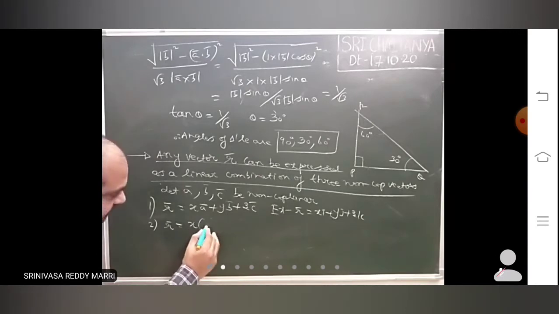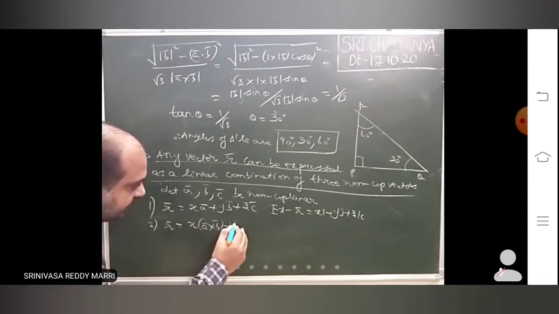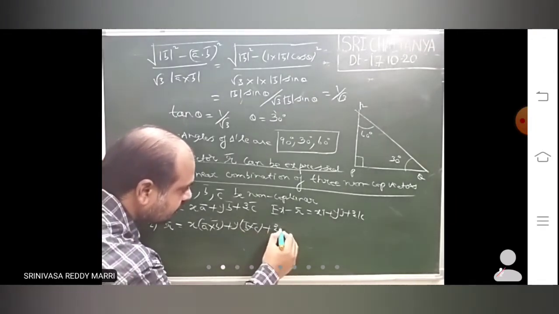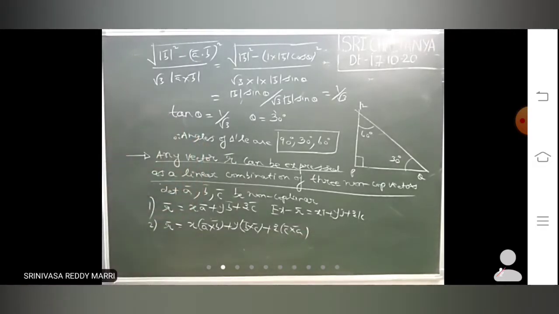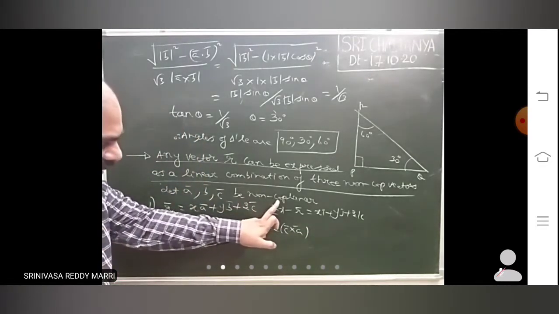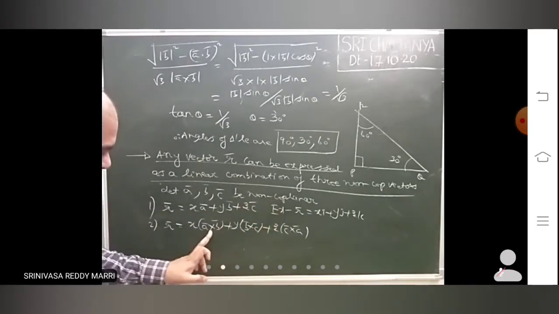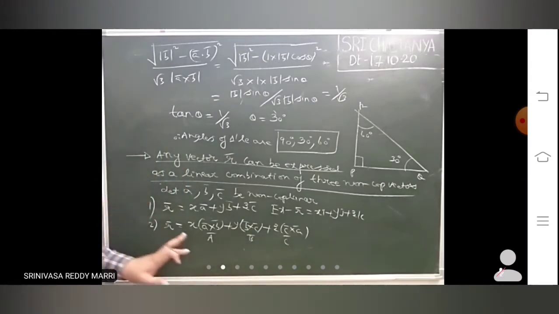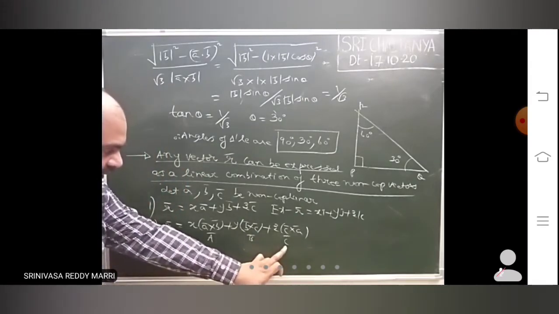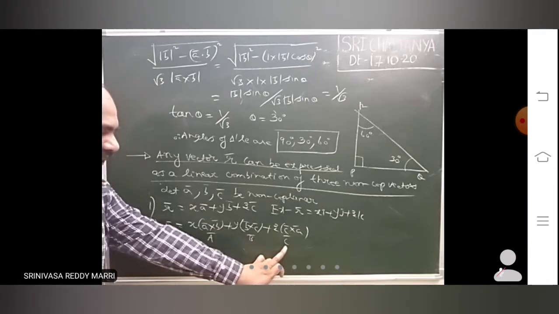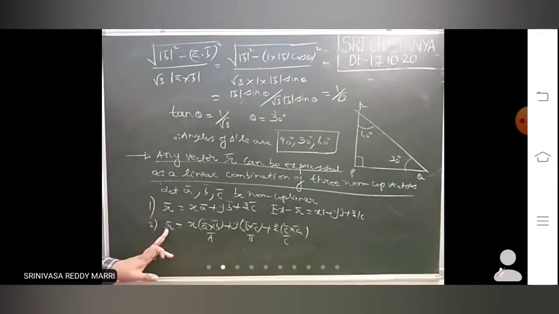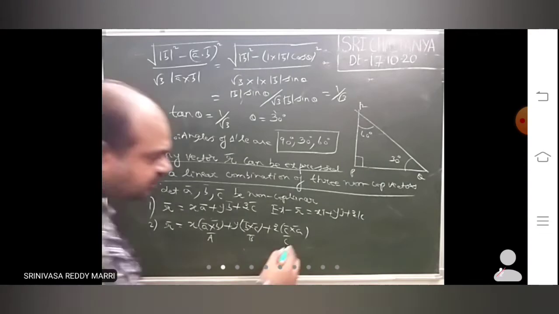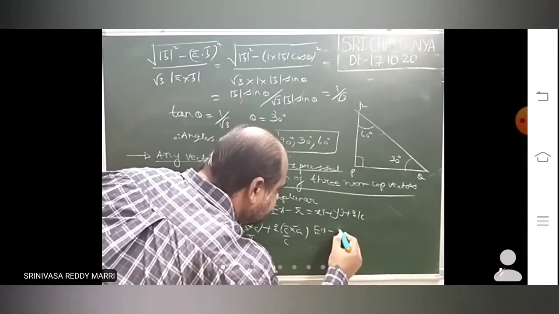You can take like this, or otherwise you can write like this also. So look at x into A bar cross B bar. You can express in terms of these also. If A bar, B bar, C bar are non-coplanar vectors, then A cross B, B cross C, C cross A, these three are also non-coplanar vectors. That means you can express vector R bar in terms of these three combinations also, because these are also non-coplanar vectors.